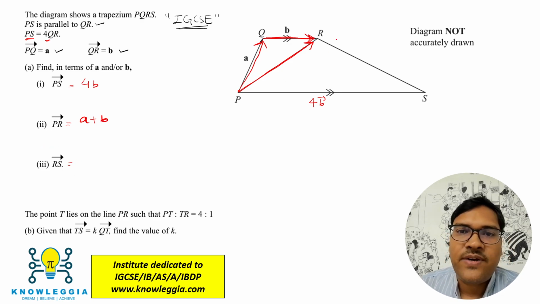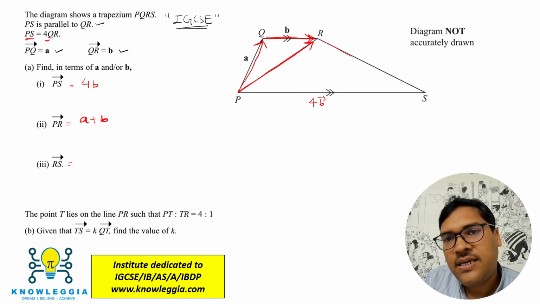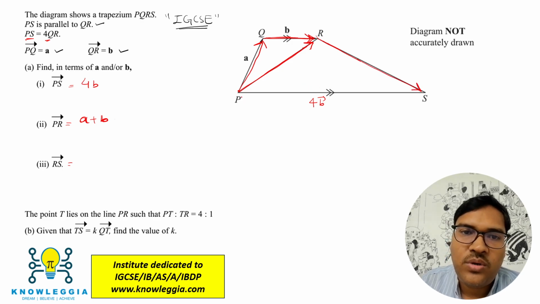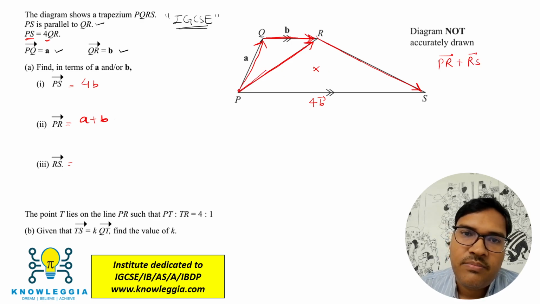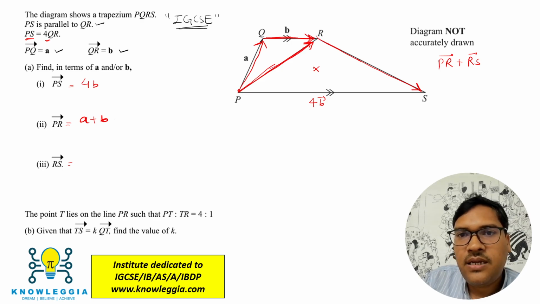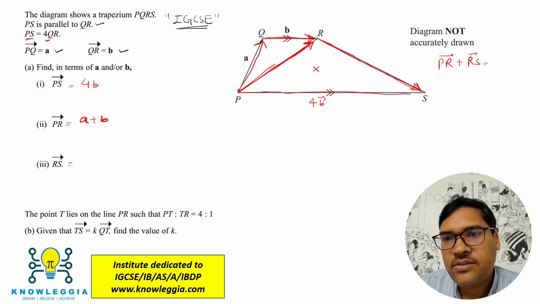Now what is RS vector? This is RS. Now we have got PR vector. What is this? PR vector is A plus B. Now you can see if you write RS, this is our RS vector, R to S. So if I take triangle PRS, I am talking about this triangle PRS. You can see PR vector plus RS vector. You can see I start from P, PR vector, then R to S vector, which is equal to the resultant, which is PS vector. This is PS vector.